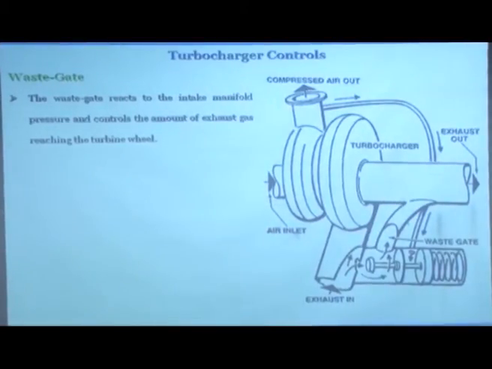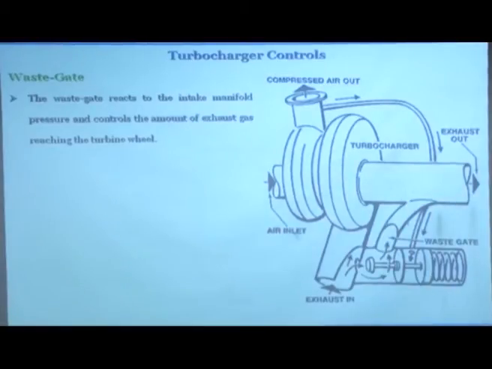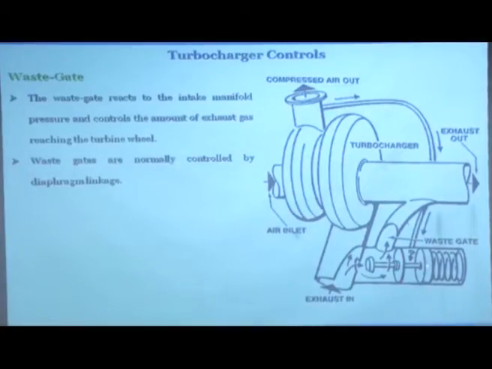Okay? And you can see this is almost similar to what I showed you in the earlier figure, where there was a separate piping arrangement and all that. So, this is similar to that. The wastegate reacts to the intake manifold pressure and controls the amount of exhaust gas reaching the turbine wheel. Wastegates are normally controlled by a diaphragm link. This is the diaphragm link. This is the diaphragm here, and this is the spring loaded piston that moves this way or that way.